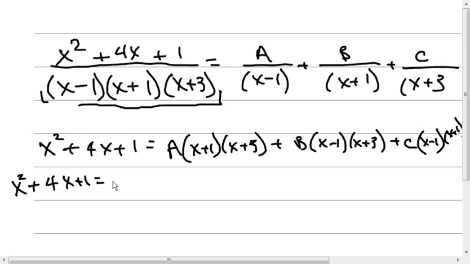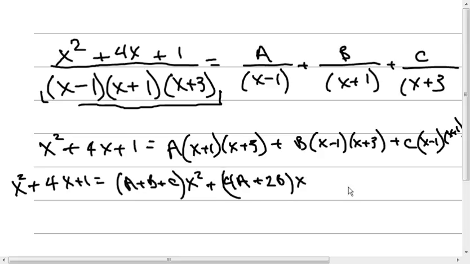And we're going to get something like (A plus B plus C) times x squared plus (4A plus 2B) x plus (3A minus 3B minus C). Yeah, something like that.